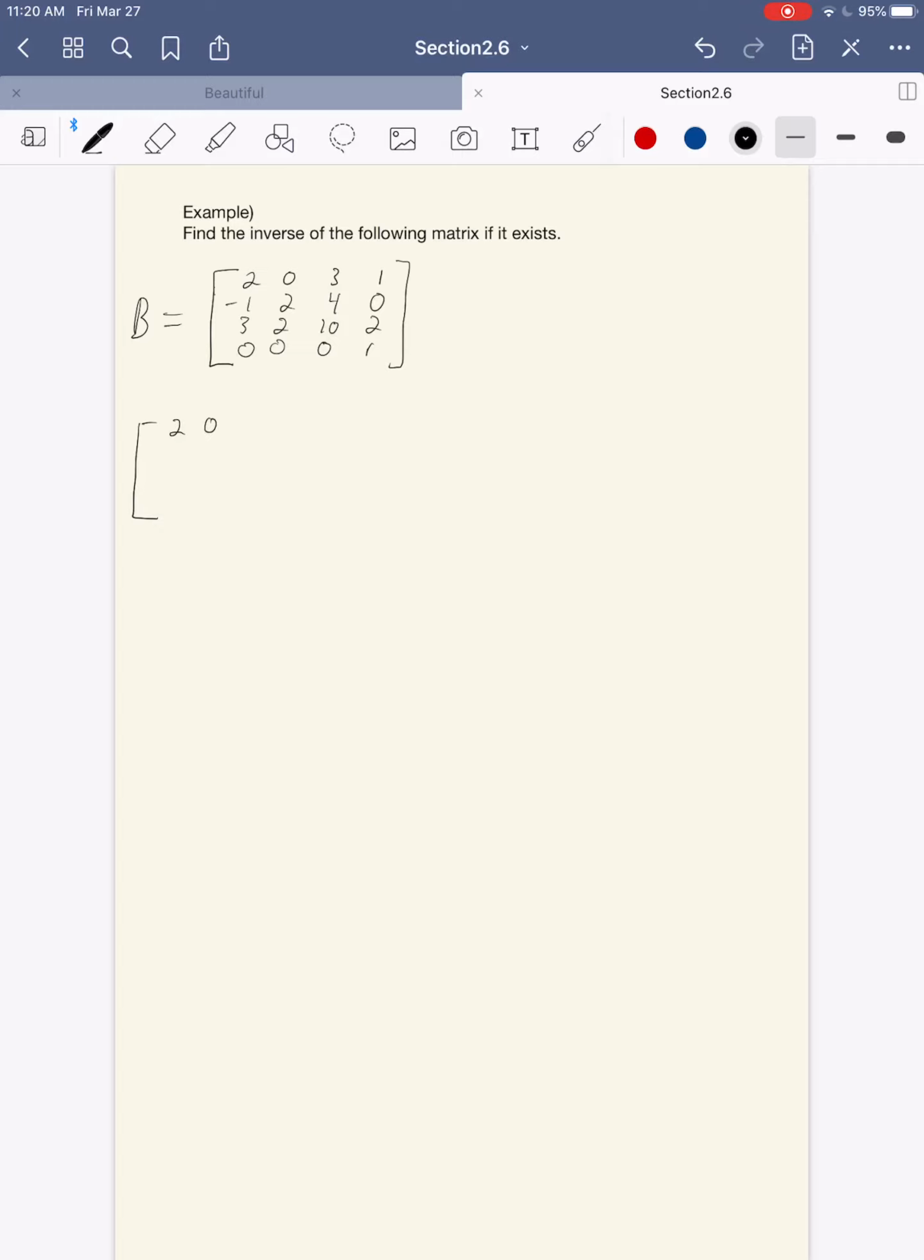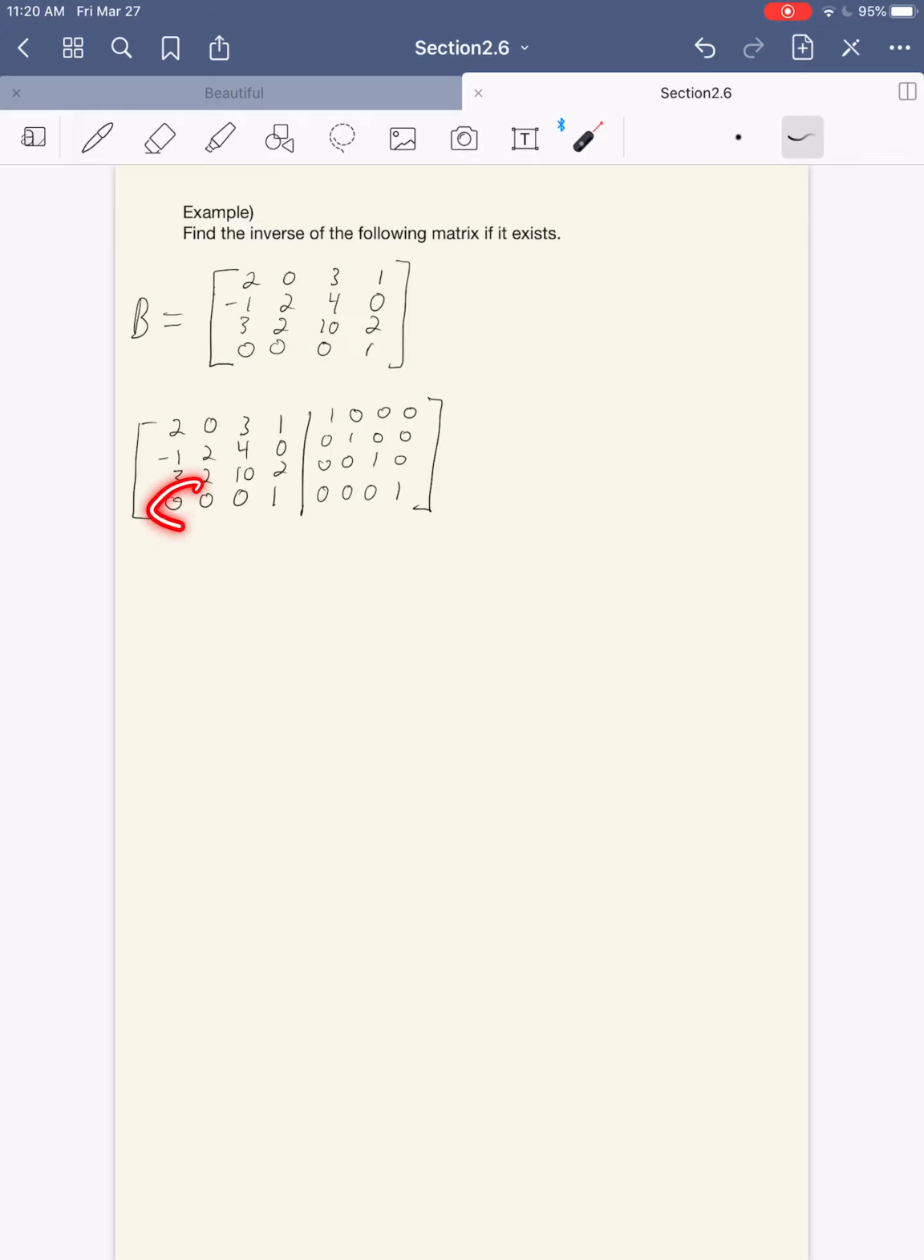So we'll do 2, 0, 3, 1, minus 1, 2, 4, 0, 3, 2, 10, 2, 0, 0, 0, 1, and we'll augment with the 4x4 identity, 1, 0, 0, 0, 0, 1, 0, 0, 0, 0, 1, 0, 0, 0, 0, 1. Okay. So we've got lots of operations that we could begin with.